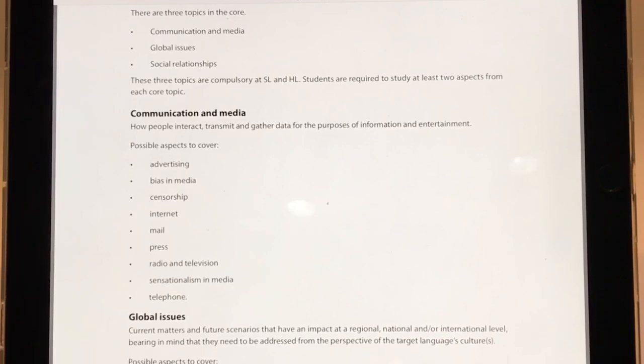Now, here's the thing. Where do we start? How specific should we go in a topic? What's the level of depth? What's the level of difficulty that these words should be? And what I'm going to show you is going to help you figure all of that out.